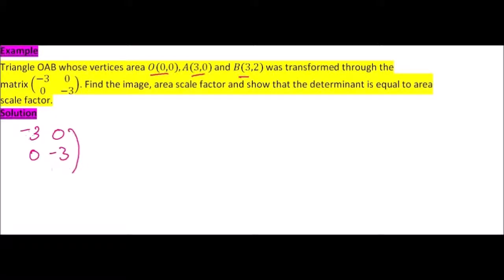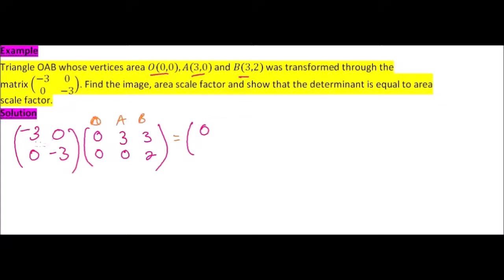So this is our transformation matrix, and we pre-multiply with the matrix that is formed from the vertices of our object, and that is 0 0, 3 0, and 3 2. Close the bracket. It is equal to the matrix that is to be formed using the image vertices. So we have our OAB, and our other matrix, the matrix formed from the image, is 0 0.